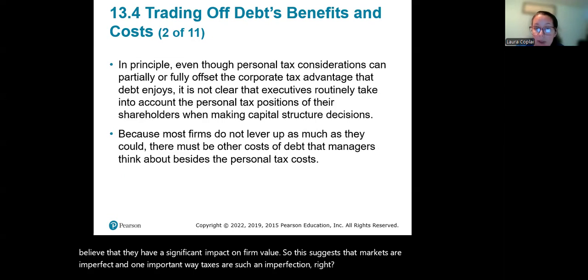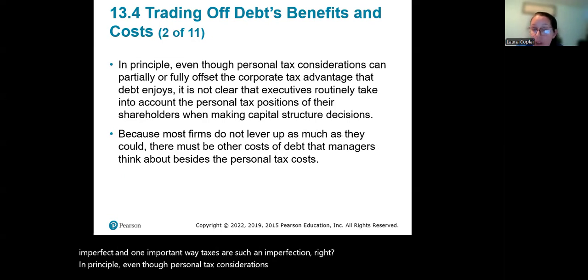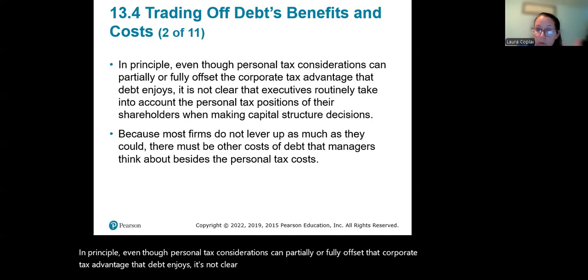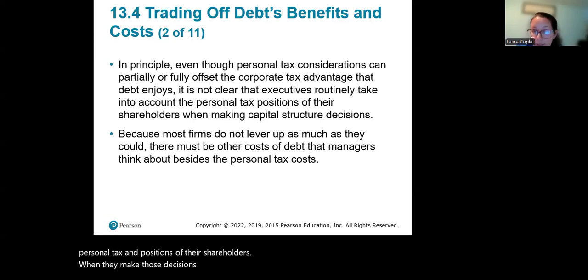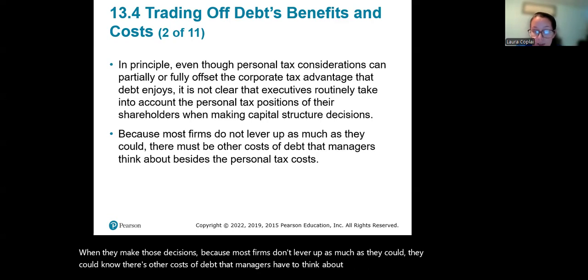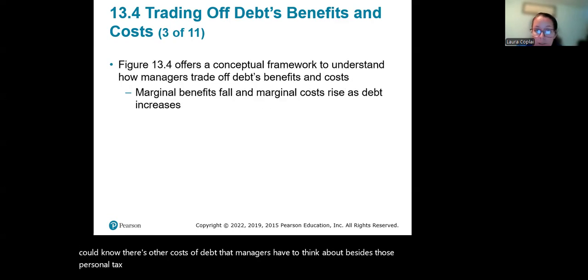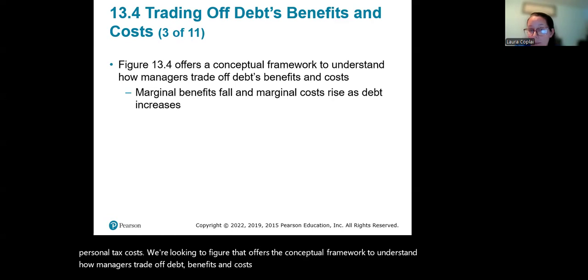In principle, even though personal tax considerations can partially or fully offset that corporate tax advantage that debt enjoys, it's not clear that the execs routinely take into account the personal tax positions of their shareholders when they make those decisions. Because most firms don't lever up as much as they could, there's other costs of debt that managers have to think about besides those personal tax costs. We're going to look at a figure that offers a conceptual framework to understand how managers trade off debt benefits and costs. Marginal benefits fall and marginal costs rise as debt increases, okay?